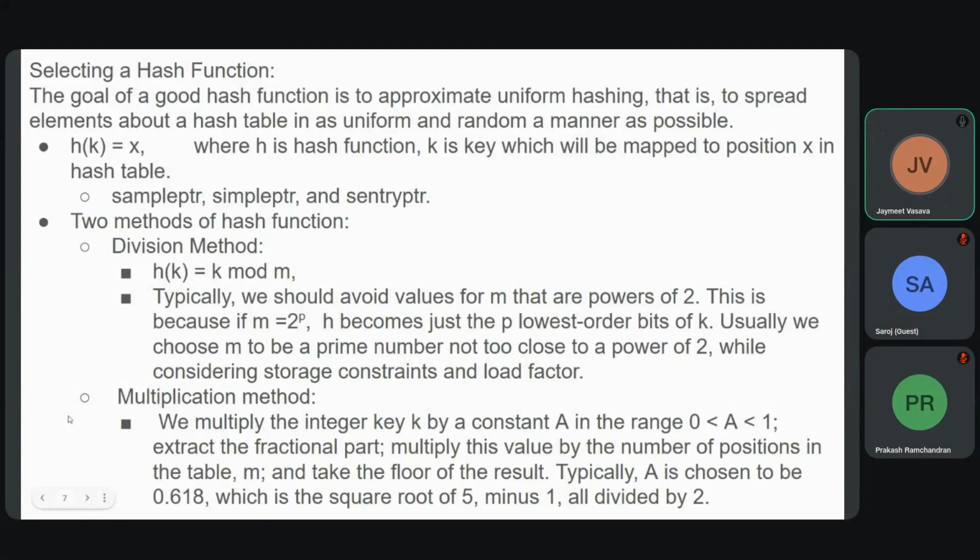Then next is the multiplication method. We multiply the integer k by a constant a in the range between 0 and 1, and extract the fractional part. Multiply this value by the number of positions in the table m, and take the floor of the result. Typically, a is chosen to be 0.618, which is the square root of 5 minus 1, all divided by 2.